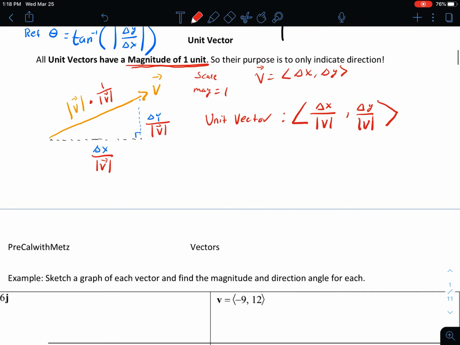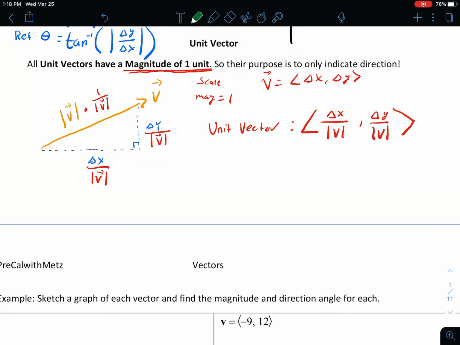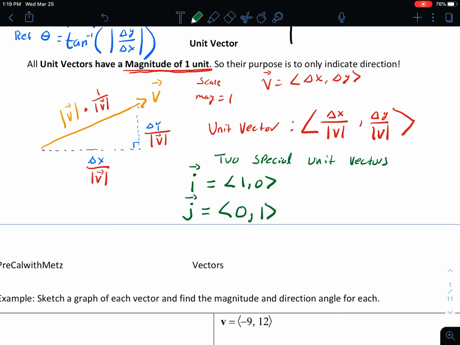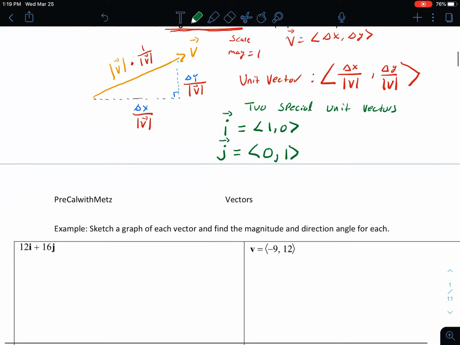All right, so let's practice a little bit here. And in fact, I noticed I forgot something. There are two special unit vectors. There's the unit vector i. The unit vector i is the vector that goes exactly 1 unit to the right. So it goes 1 unit to the right and that's it. The unit vector j is the vector that points directly up 1 unit. And we write that because sometimes they will write a vector in terms of the unit vectors i and j.